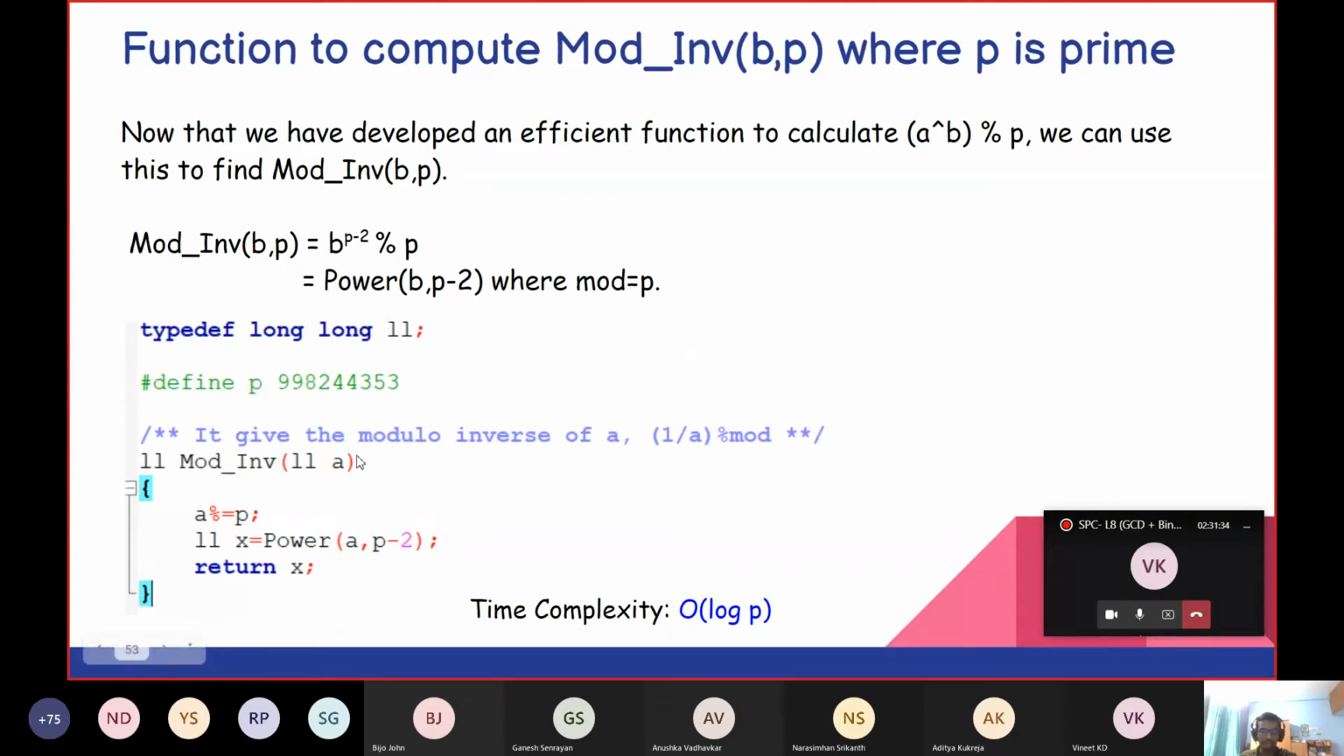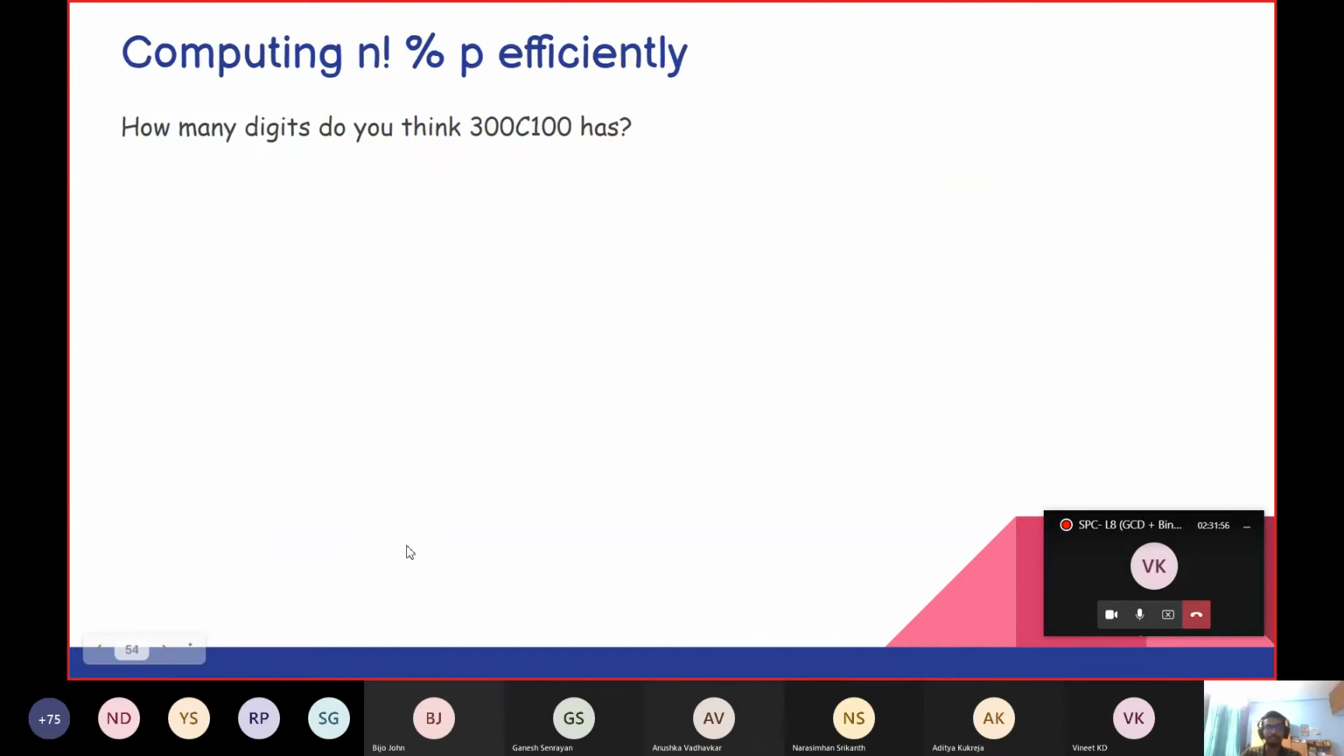Time complexity will be log of the power. Here power is p minus 2, so order of log p. p minus 2 or p, not much of a difference. So that's mod inverse. We were able to compute mod inverse with code in 1 microsecond right now. Doing it manually even for 9 and 4 took us a lot of time. So that's the power of computation and using an efficient algorithm.